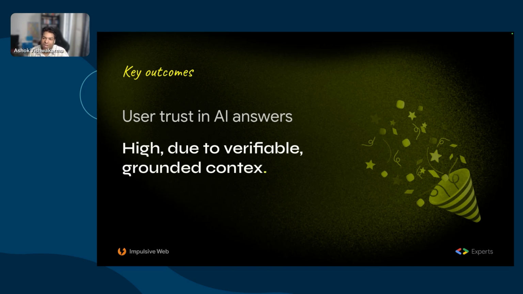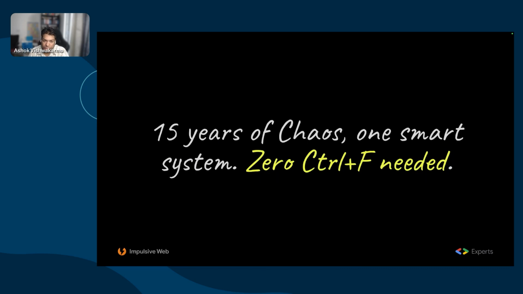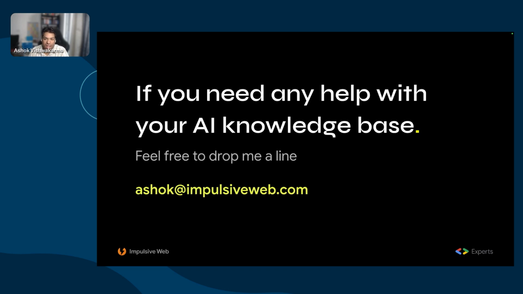So it doesn't feel like we are generating answers from thin air, but we are finding information from a knowledge base and then giving that information directly to the user. So at the end of the day, what we did is take 15 years of whole chaos and build a smart system so that they don't have to do any Control plus F to actually get to that.